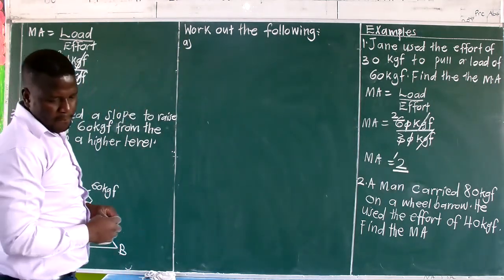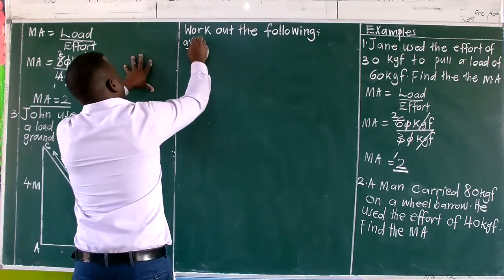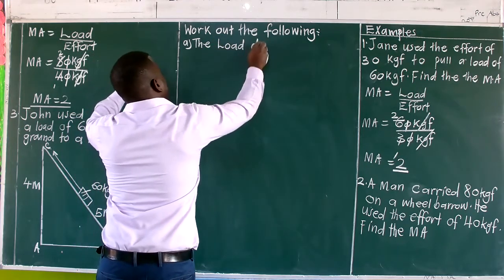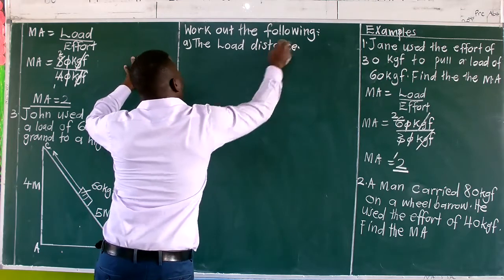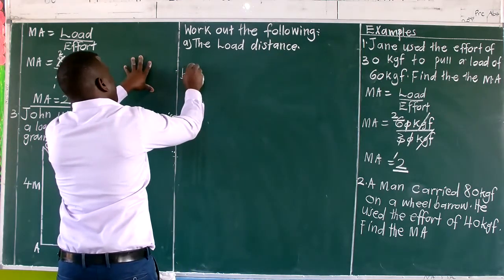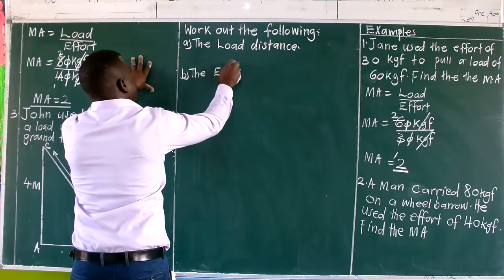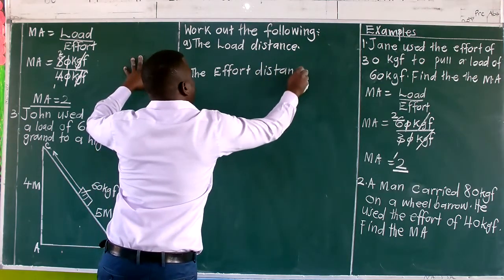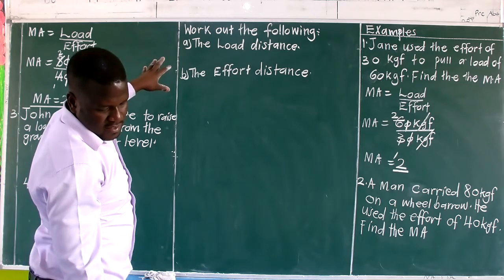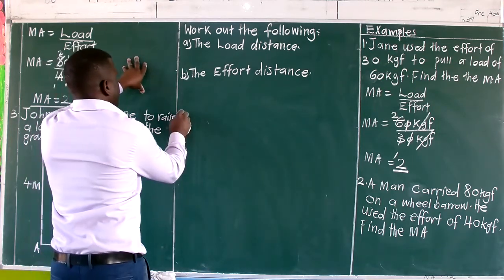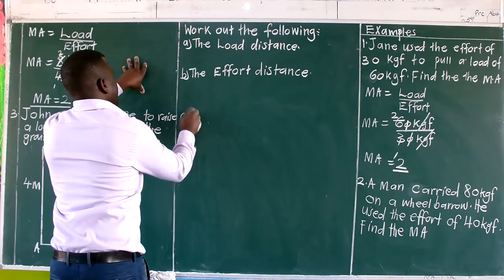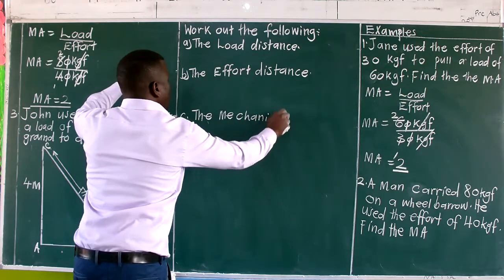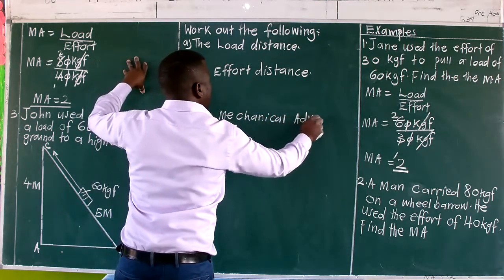Part A, the load distance. Part B, the effort distance. Part C, the mechanical advantage.